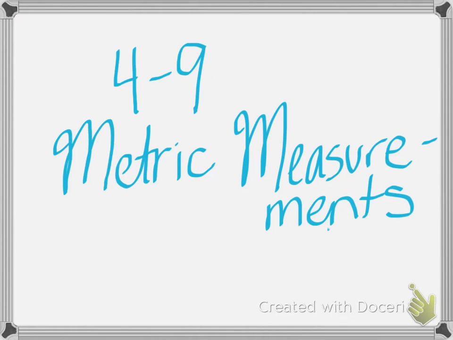Okay, let's start 4-9, which is about metric measurements. We learned a little bit about metric measurements in science, and now we're going to learn mathematically how to change from one unit in the metric system to another. So an easier way to help us remember the order is to remember a mnemonic device, like what we did when we were doing the Mohs hardness scale.